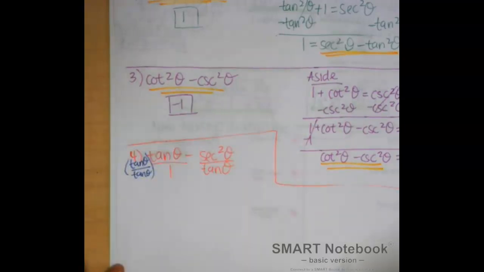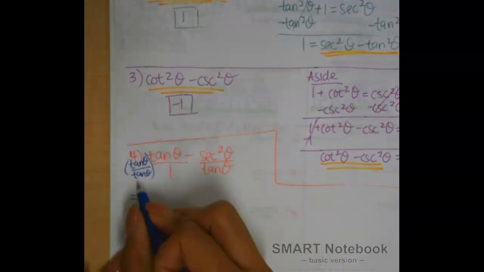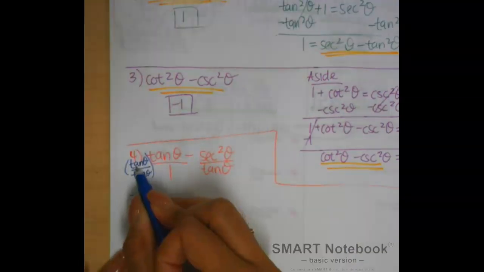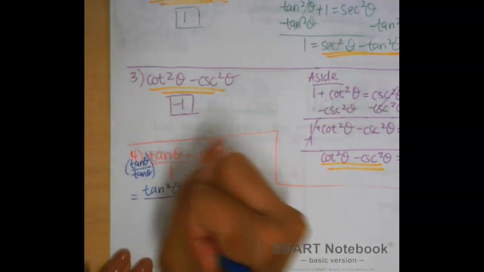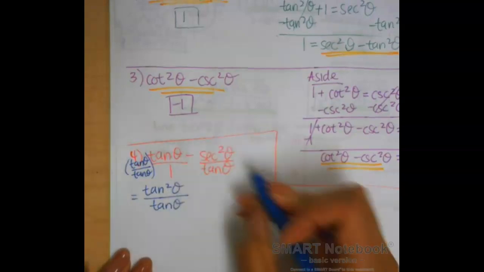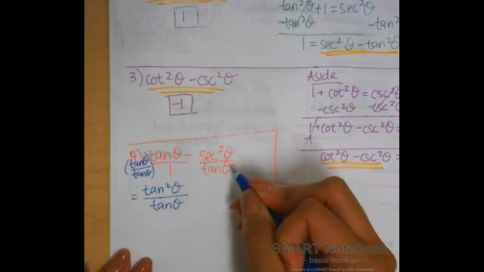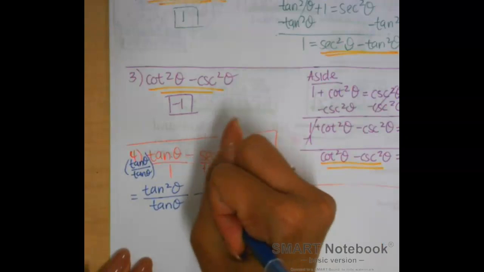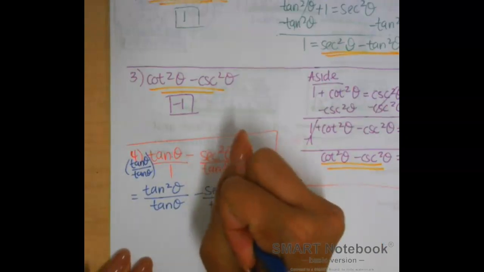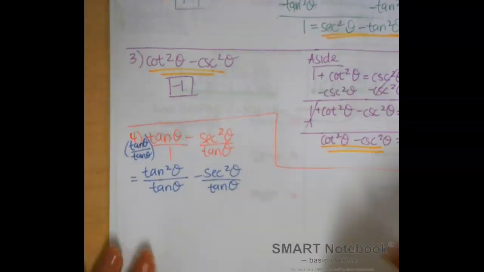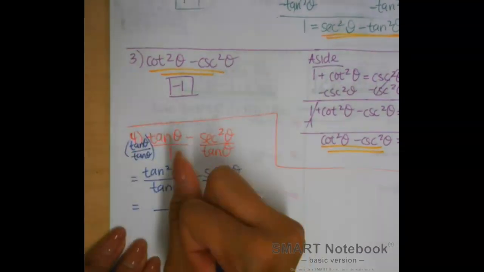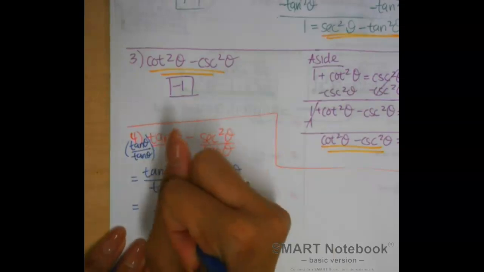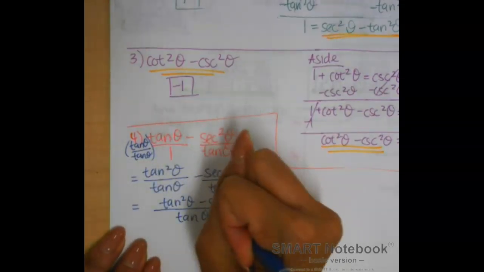I just copied this question, guys, from the front page. All right, so let's see. I'm going to put an equal sign to show you what I did at what time. Tangent theta times tangent theta is tangent squared theta over tangent of theta. Gabriel, do I need to multiply anything by the second fraction? No. So we're just going to leave it as secant squared theta over tangent theta. Okay, I have both of these with the same denominator. I'm going to make this into one big fraction. So we have tangent squared theta minus secant squared theta.